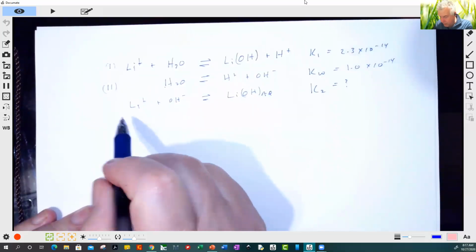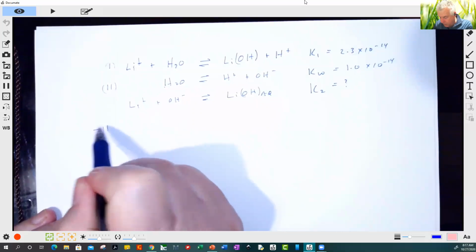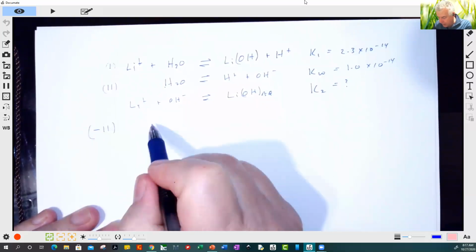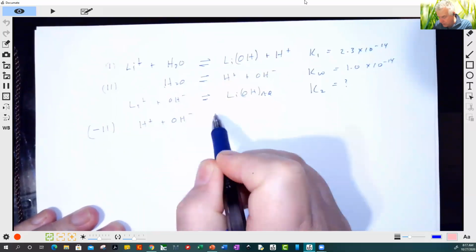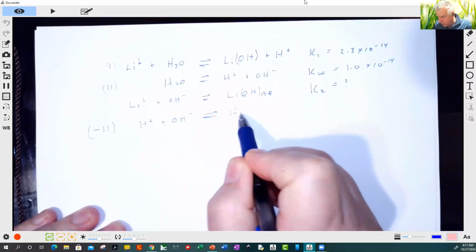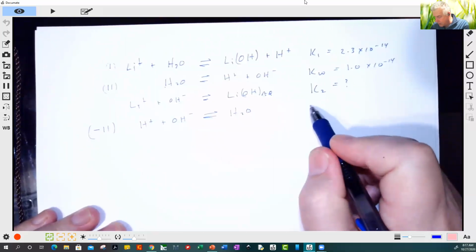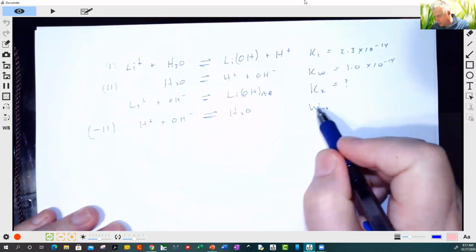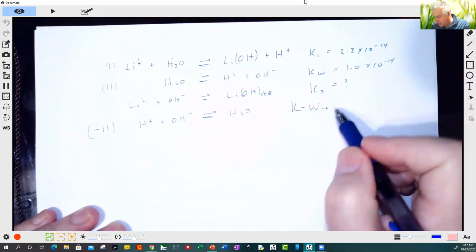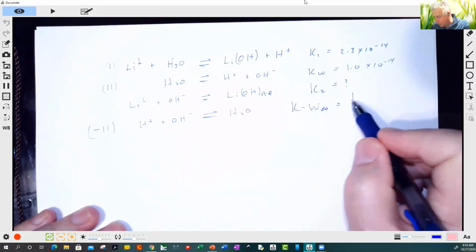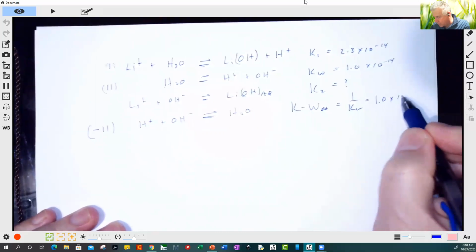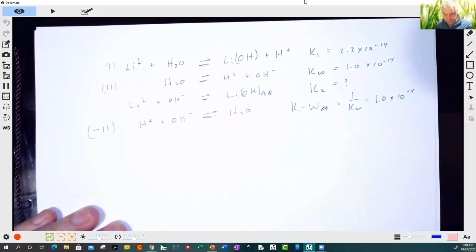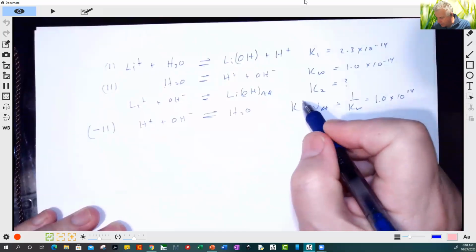We'll call this minus 2. This will be H plus OH minus makes H2O. This is K minus W, which is equal to 1 over KW, which is equal to 1.0 times 10 to the plus 14. Okay? K minus W here.